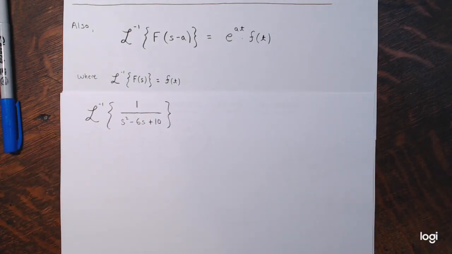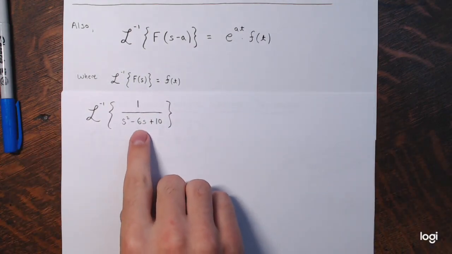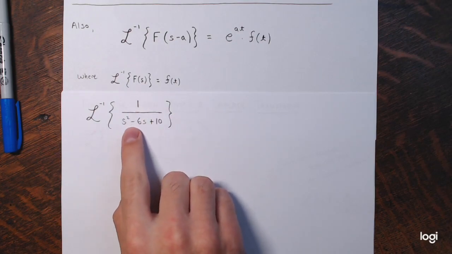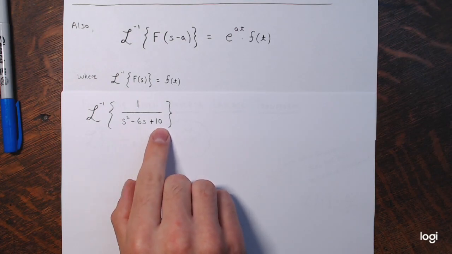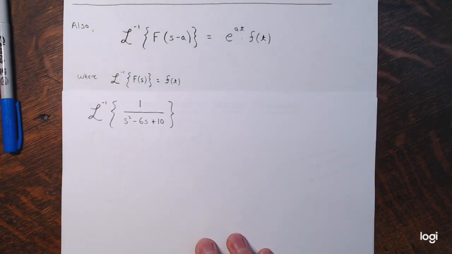So here's another one where you see my denominator here. I've got 1 over s squared minus 6s plus 10. This denominator is an irreducible quadratic polynomial. Right? Irreducible, not factorable over the integers.